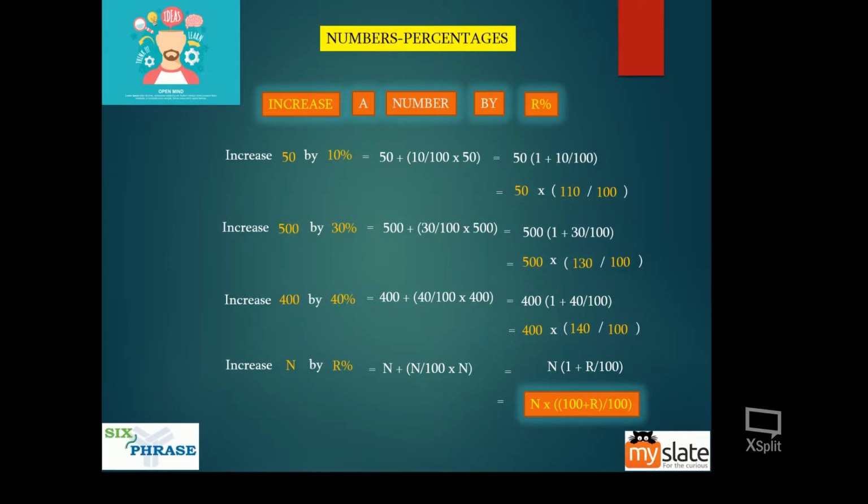Whenever they ask you to increase 50 by 10 percentage, you can forget about all this. Just do this and you will save time. Multiply 50 by 110 by 100. How do you increase 500 by 30 percentage? Multiply 500 by 130 by 100. That's it. Forget about all this. This makes problem solving easy, guys. If you have to increase 400 by 40 percentage, multiply 400 by 140 by 100. That's it.